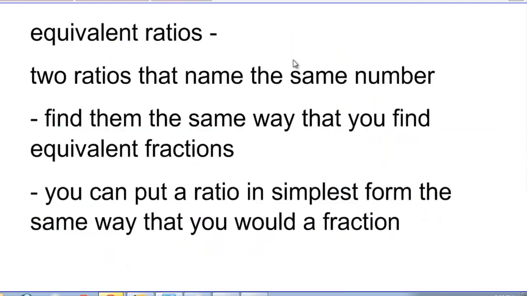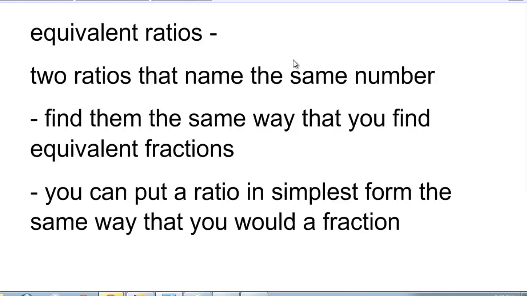When we're talking about ratios, another thing to keep in mind is that you can write ratios that are equivalent to each other. When we say equivalent ratios, the official definition is two ratios that name the same number. And basically you find equivalent ratios the same way that you find equivalent fractions. So I can either multiply the top and bottom numbers by the same thing or divide the top and bottom numbers by the same thing, and that will give me an equivalent ratio either way.